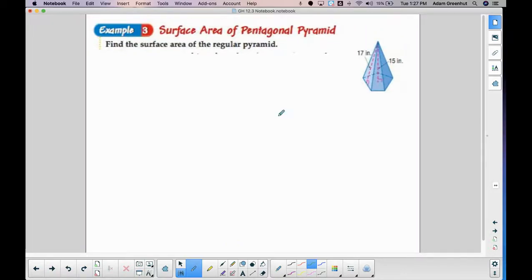Let's see what you can do here. Let's find the total surface area of this regular pyramid. It looks to be a pentagonal pyramid. Give it a shot. All right, see how you did. I'm going to just go right. Surface area equals half perimeter slant height plus area of the base.